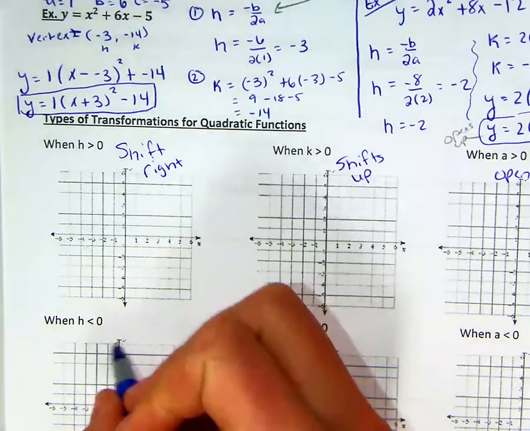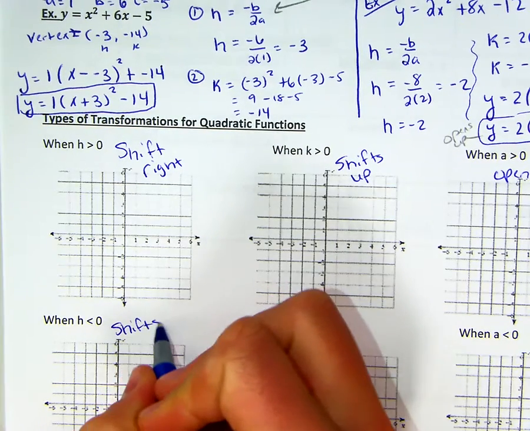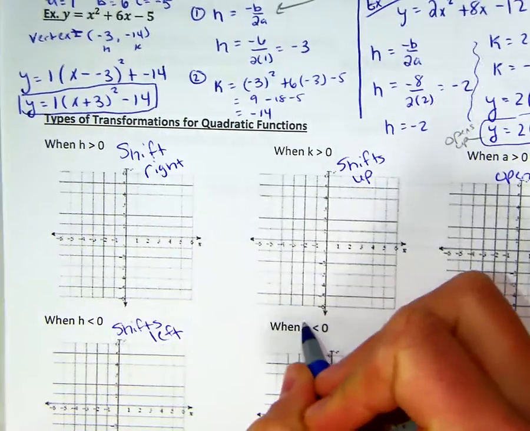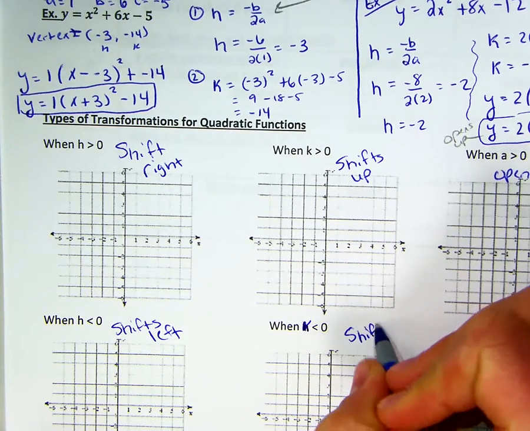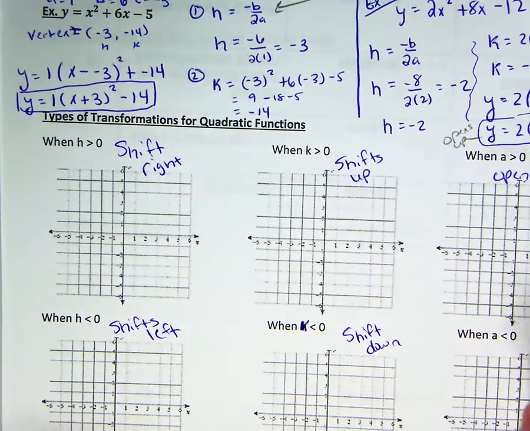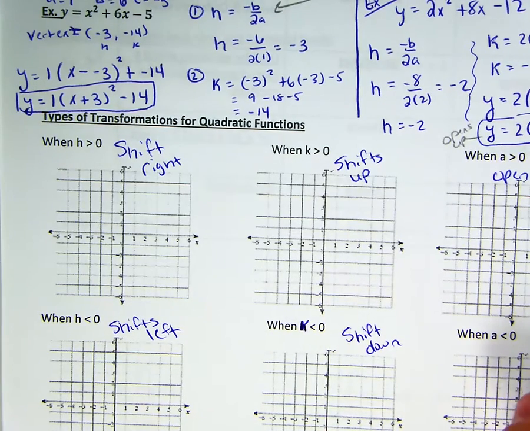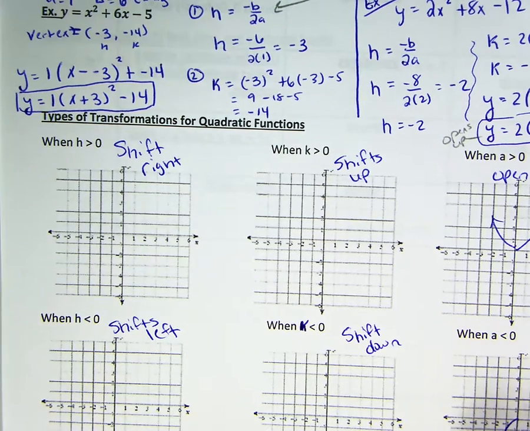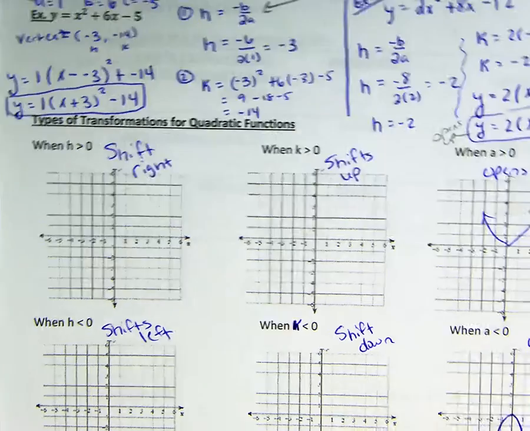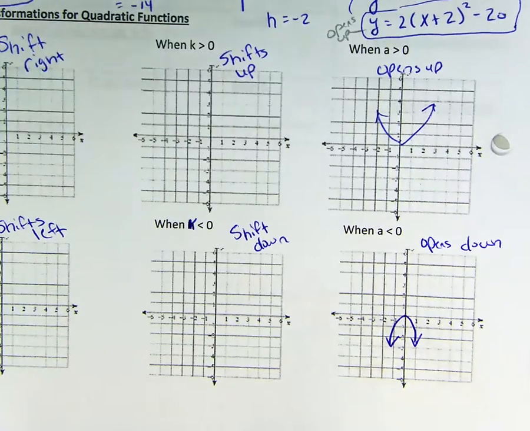If h is less than 0, it shifts left. If k is less than 0, it shifts down. This should say k right here. And then if a is less than 0, it opens down. If it opens up, it's like a smiley face. If it opens down, it's like a frowny face. All right, so that's just a quick review. And then we're going to get to the last part of these problems. Flip the page.